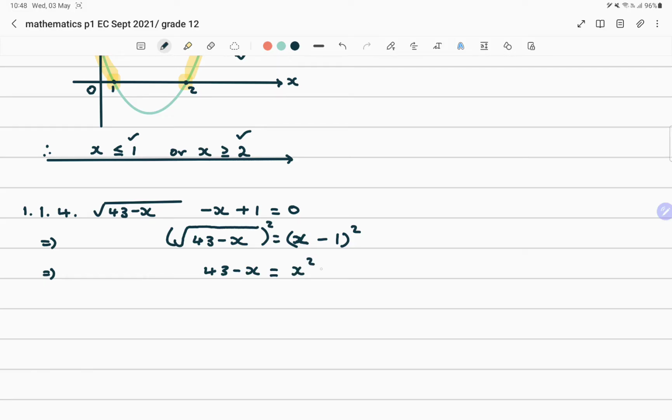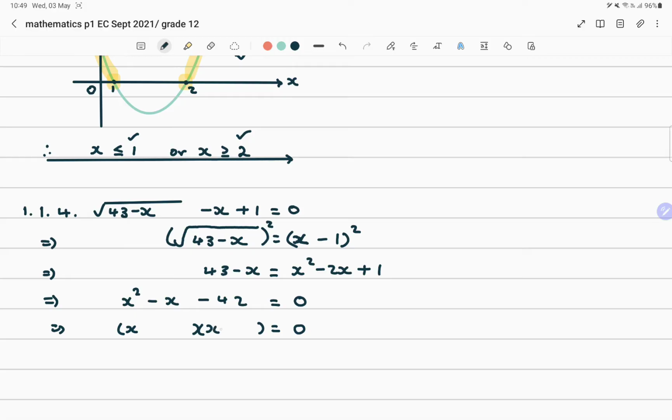Here you just FOIL out this quadratic, x squared minus 2x plus 1. Easy. And then we move on. Now we can transpose this to the other side and rearrange. So this becomes essentially x squared. When we bring in this one, it becomes minus x. And then 43 to the other side is minus 43. So we get a minus 42 equals 0. Okay? And then we can factorize this thing.